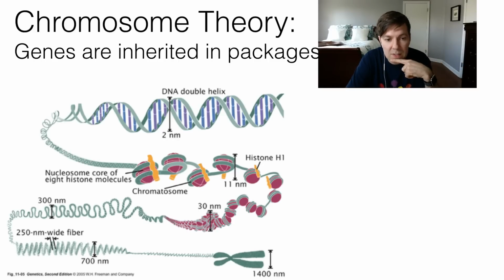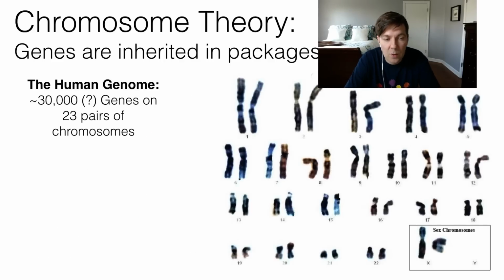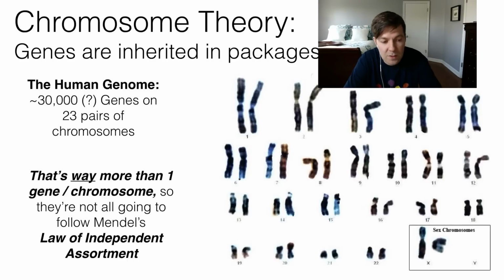Well, that's a problem because DNA is inherited in these giant packets, right? You have your tiny, tiny little double-stranded DNA wrapped around these histone proteins, compacted into these chromosomes. If we're talking about humans, we're talking about 30,000 genes on 23 pairs of chromosomes. That's way more than one gene on every chromosome. You're talking about thousands of genes on a lot of these chromosomes. So there's no way that each of these genes can get shuffled into egg and sperm cells independently. They're not all going to follow Mendel's law of independent assortment.